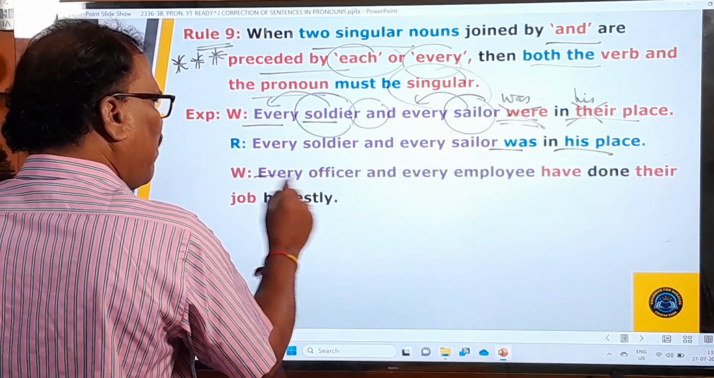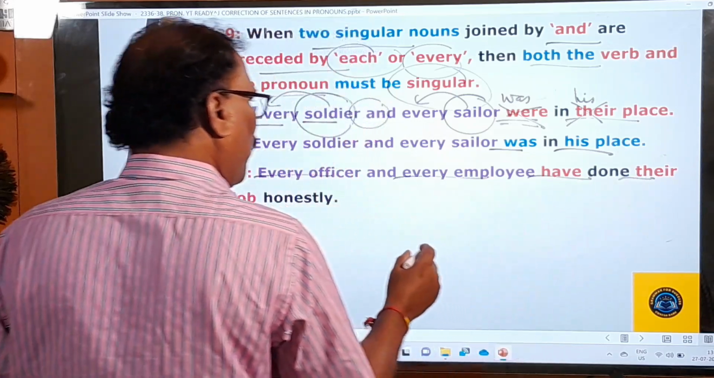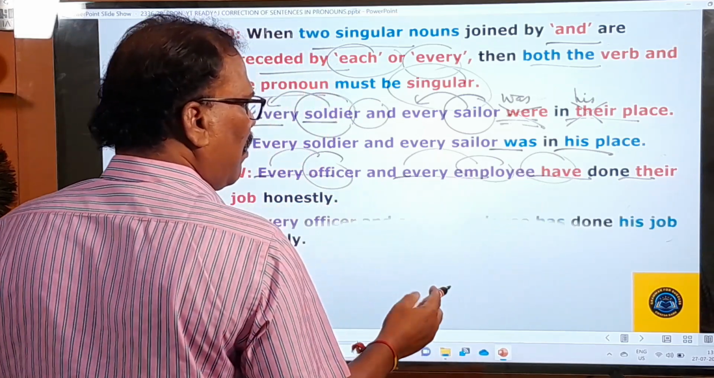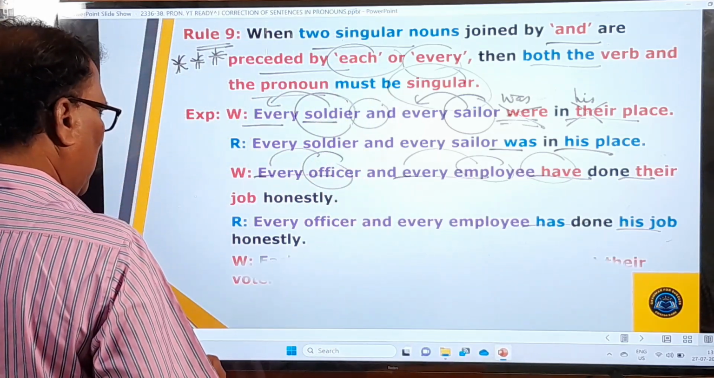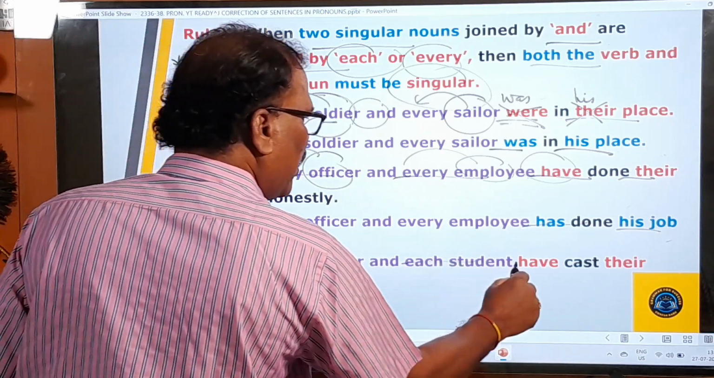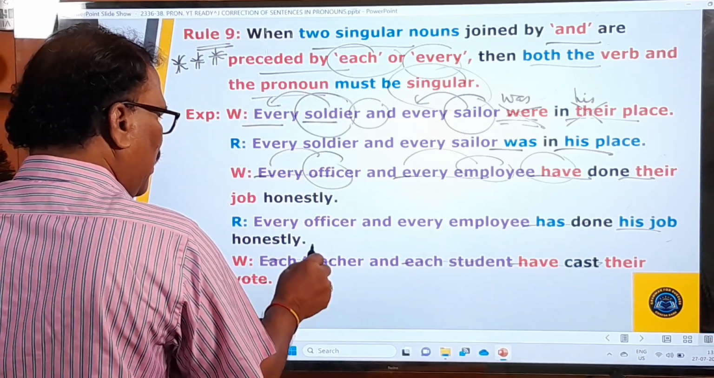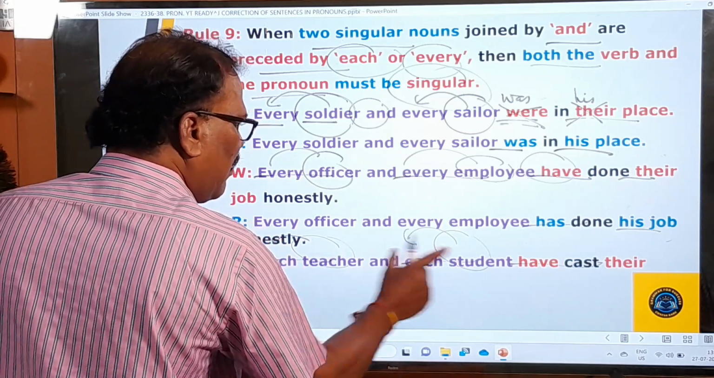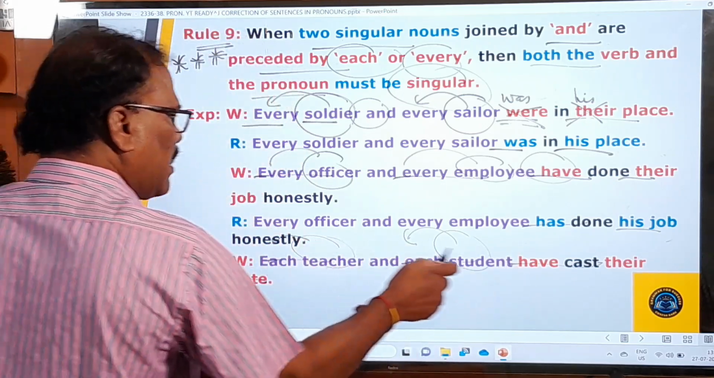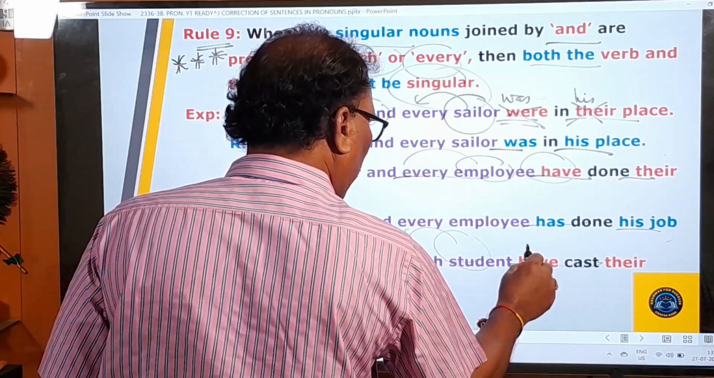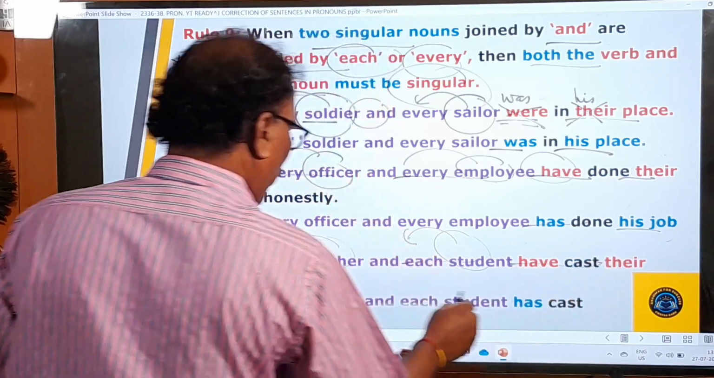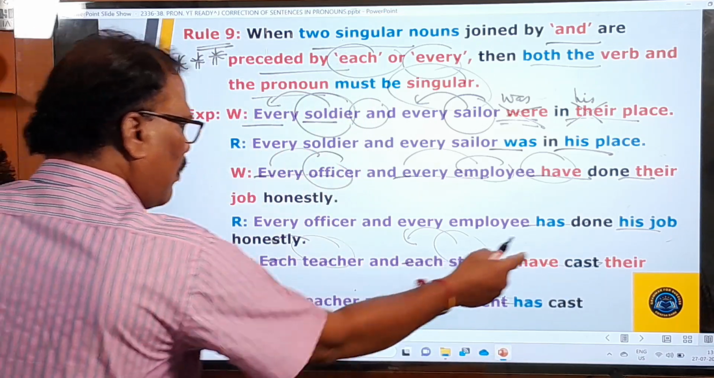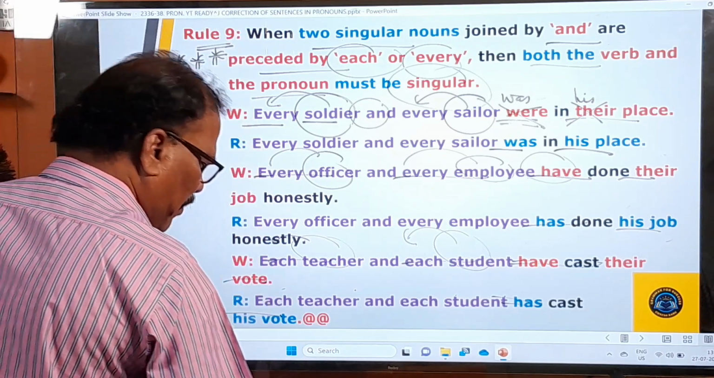Similarly, every officer and every employee have done their job. Every officer, every employee, have should not be used. You have to use has done his job. And one more: each teacher and each student have cast their oaths. Each teacher is a noun preceded by each, each student is a noun preceded by each. When that is the case, the verb must be singular. It's very, very important. Each teacher and each student has cast, not have cast, his oath, not their oath. So this is very, very important from the examination point of view.